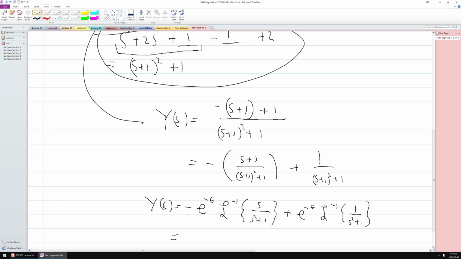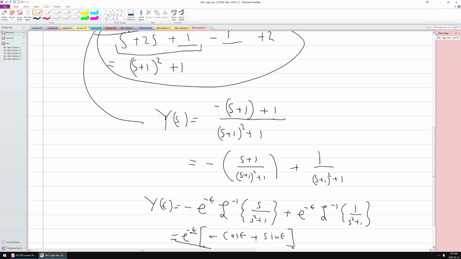Now, I can just factor out my e to the minus t. This is going to be minus from the negative out front. This one's cosine. This one's sine. Done.